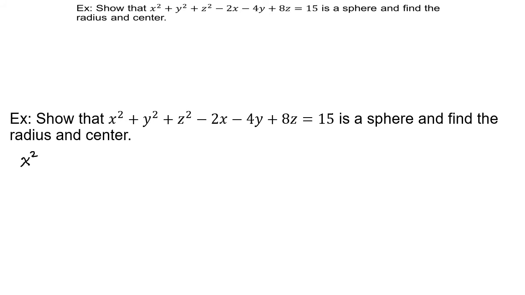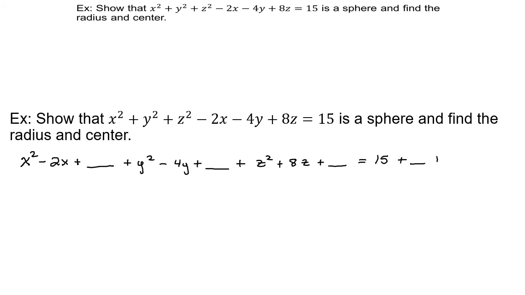So I'm going to do an x squared, a minus 2x, and a blank. And then I'm going to do the y squared, a minus 4y, and a blank. And then I'm going to do the z squared, the 8z, and a blank equals 15. And I put 3 blanks on the left-hand side, so I'm going to put 3 blanks on the right-hand side. And those blanks will be filled in by what you get when you complete the square.